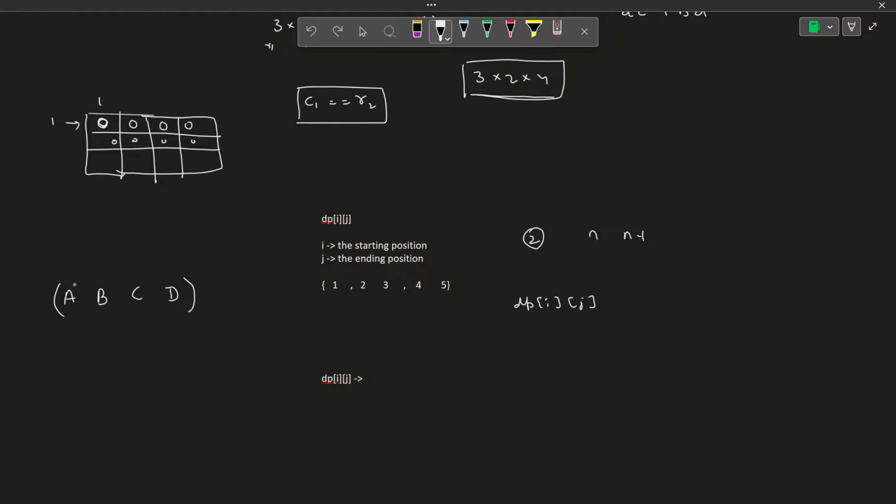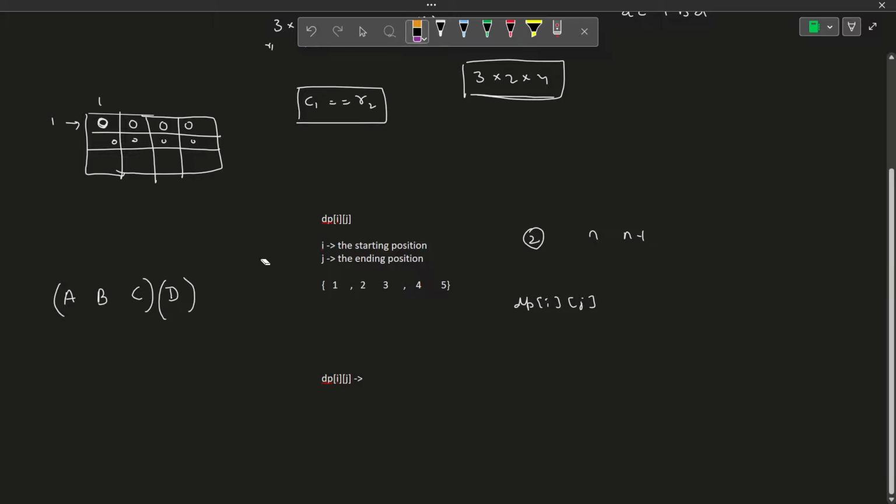Now those operations could have been like this: BCD was evaluated first and then multiplied with A, or AB was evaluated first and then multiplied by CD, or ABC was evaluated first and then multiplied by D. So my task is to figure out the best among all of these possibilities, right?